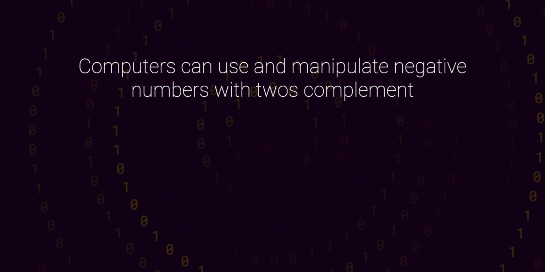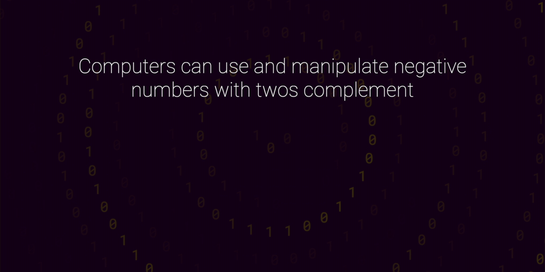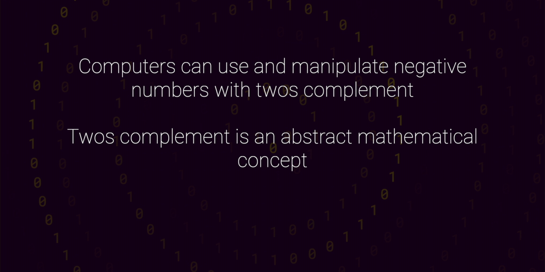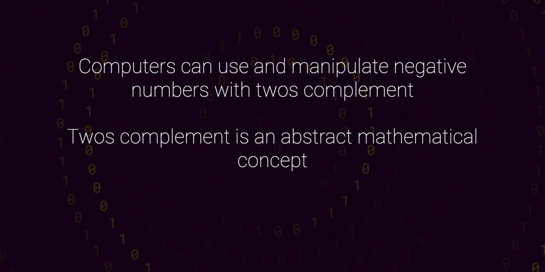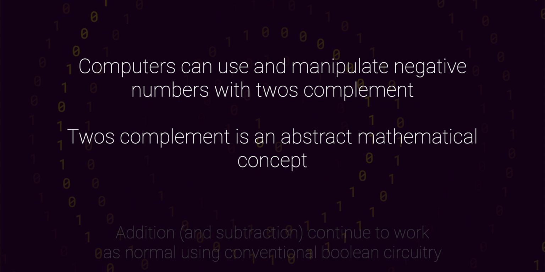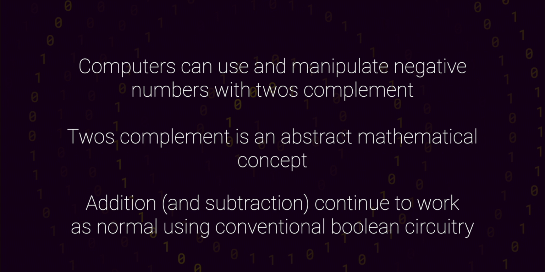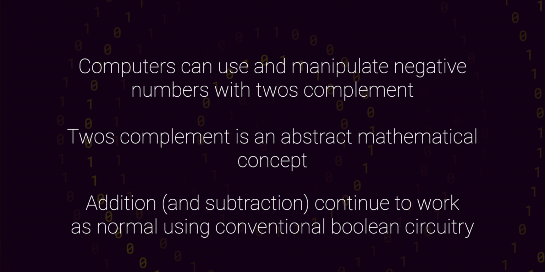So to recap, we learned that computers can work with negative numbers as long as they use a special encoding called 2's complement. 2's complement encoding represents an abstract mathematical idea where the number line is actually turned into a circle, and because of this, addition continues to work as normal. We can use simple operations to transform our number from a negative representation back into a positive.